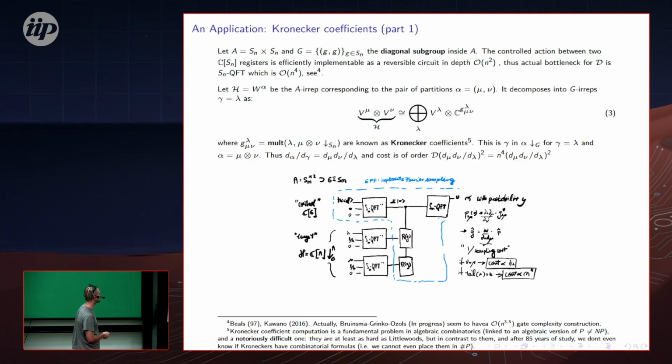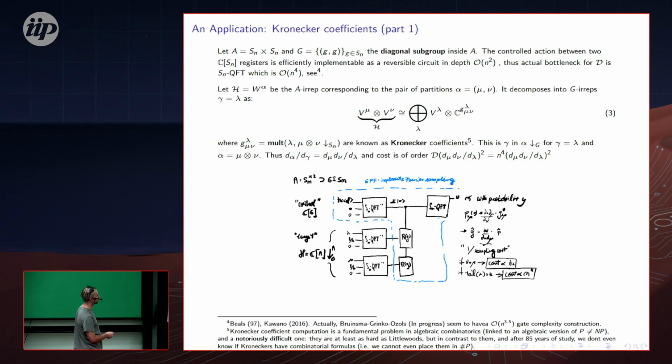It was a little fast, but the drawing is showing you the actual circuit, right? You have a control, as I was saying, and a target where you have the H that you're going to use for looking at irreps in H. In this case, you took the group algebra of A and you restricted to G. So in this case, it was 2 CSN registers, and you're applying GPE on that. To apply GPE, you initialize another CSN register. So in total you have 3 symmetric group regular registers.